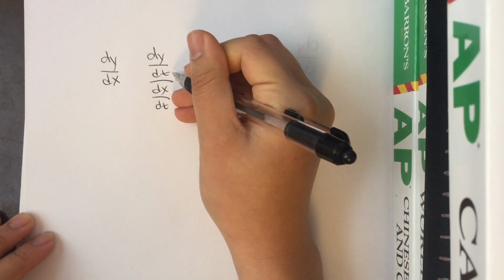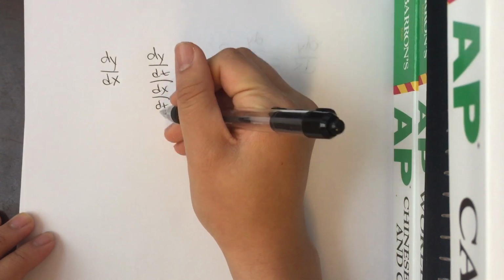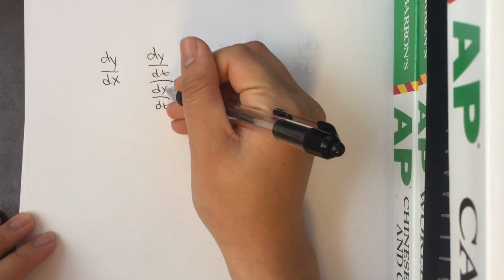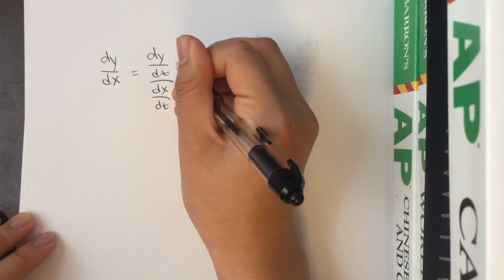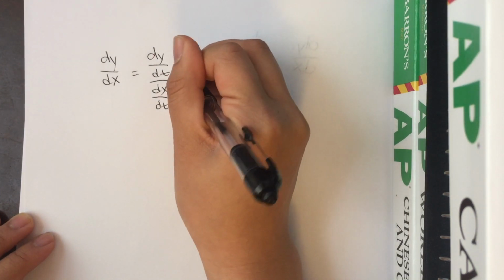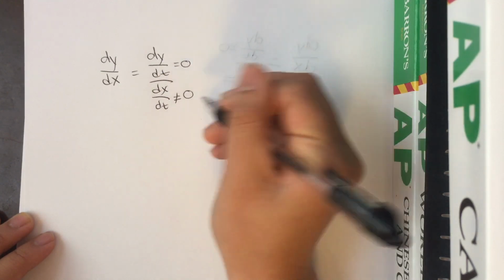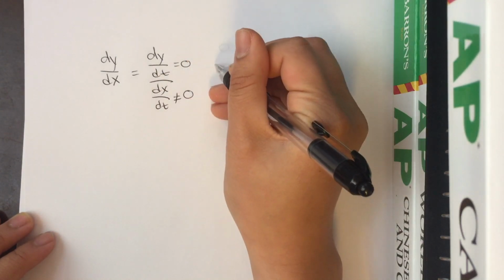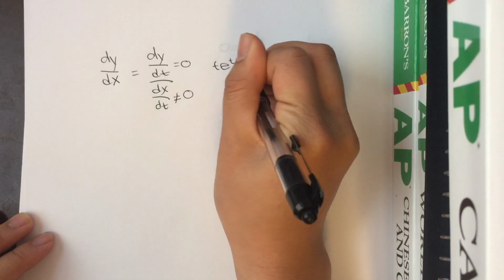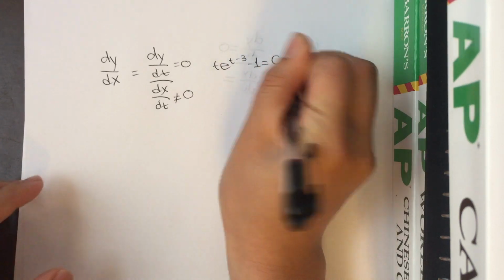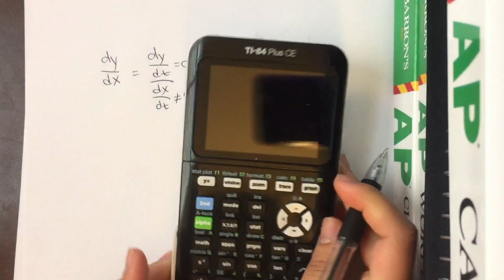And these two are equal because when you divide, the dt's cancel and we are left with dy over dx. To find the horizontal tangent line, we have to set the numerator equal to 0 while making sure that dx over dt, or the denominator, does not equal 0. And so dy over dt equals t times e to the power of t minus 3, minus 1, and this equals 0. We can find t by graphing this.